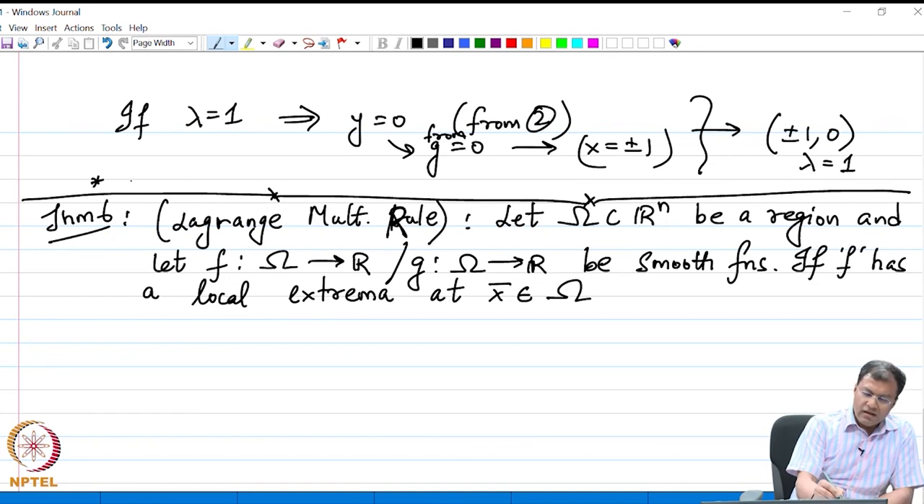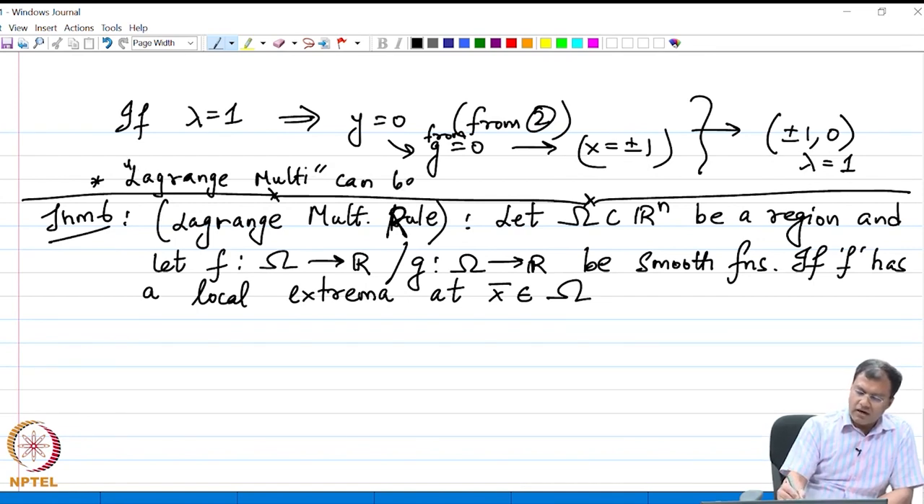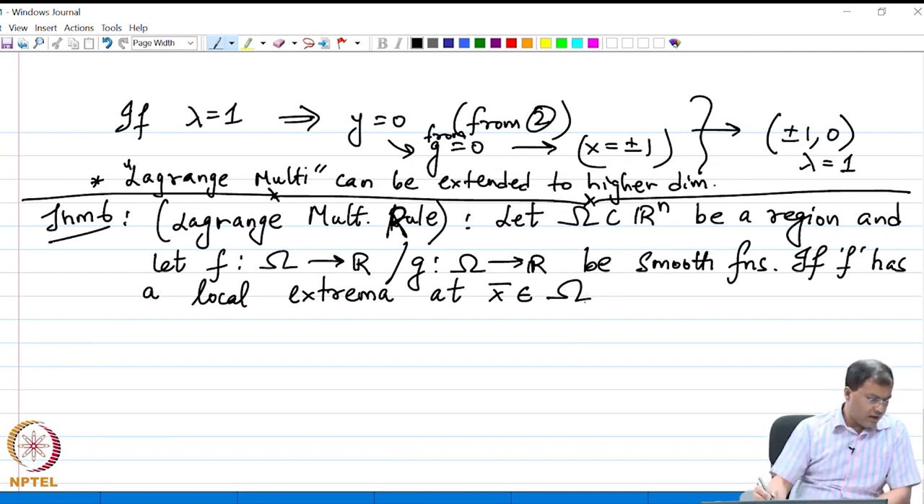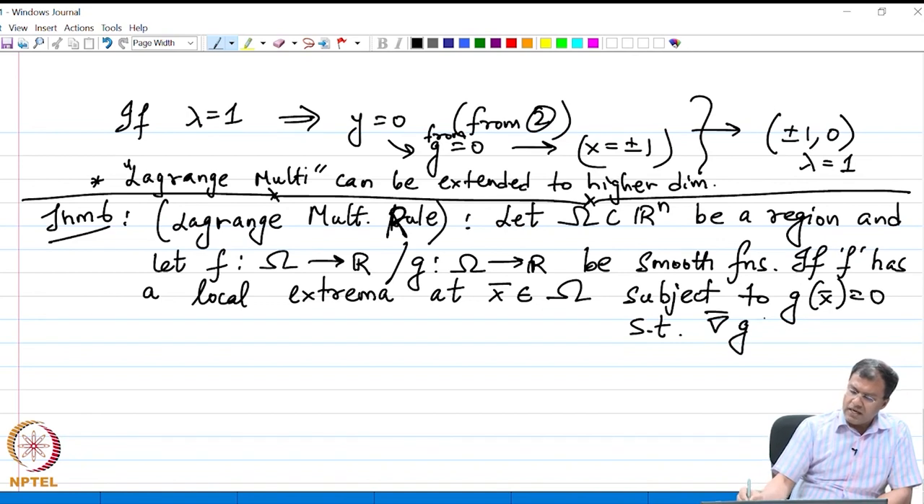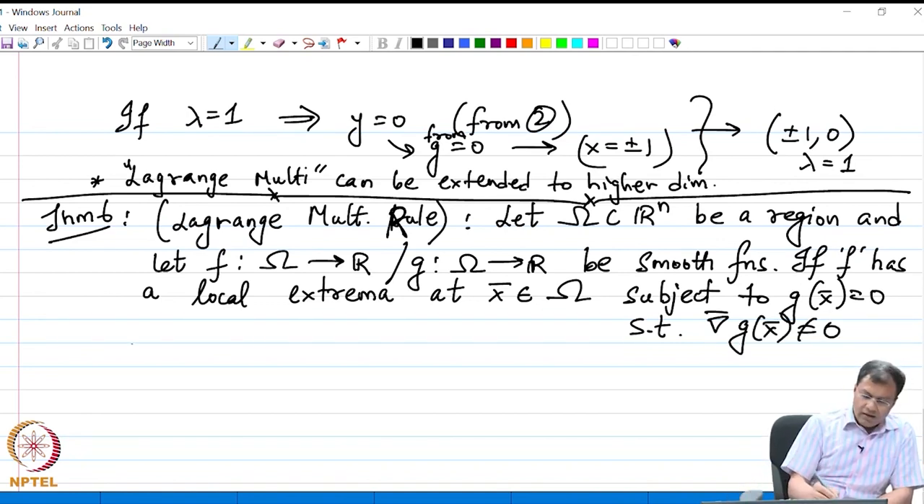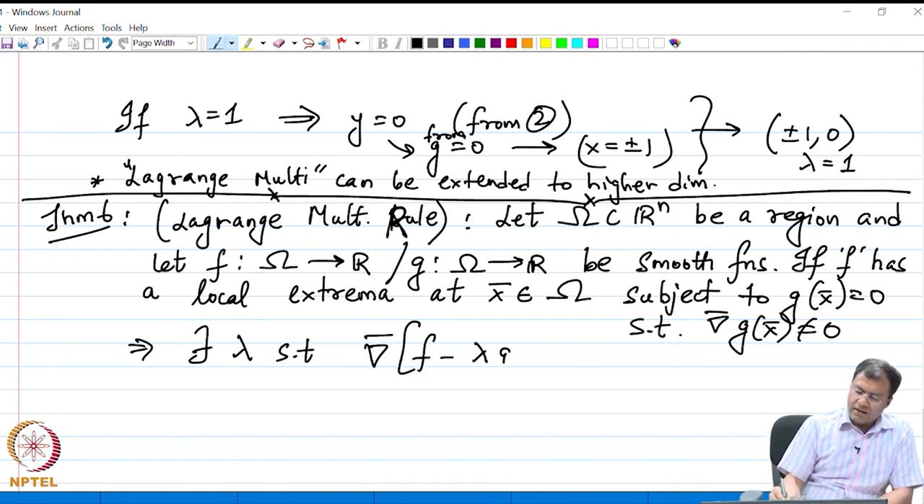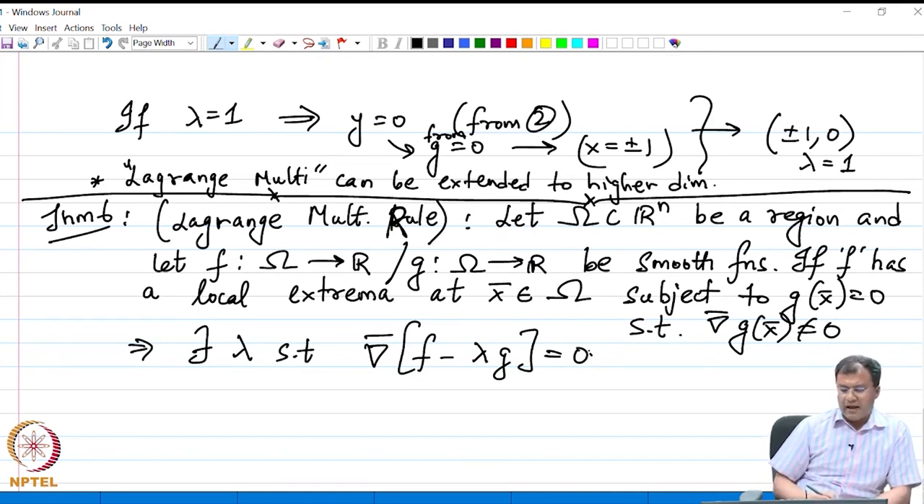So before that, I must have said that the Lagrange multiplier method is certainly valid for higher dimensions, and can be extended to higher dimensions. So, we are talking about the case in n dimensions here. Suppose the local extrema is x bar, subject to the constraint g of x equal to 0, and such that the gradient of g at x bar does not vanish, then there exists a lambda such that the gradient of f minus lambda g is equal to 0, right? And this rule is true for Rn, where n is any integer.